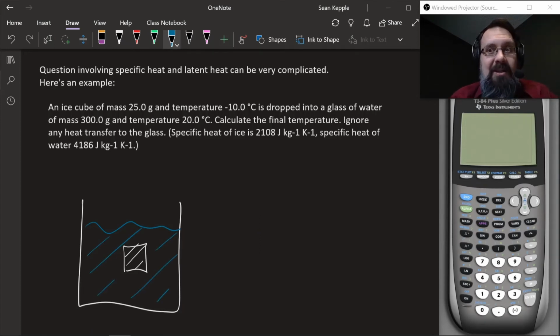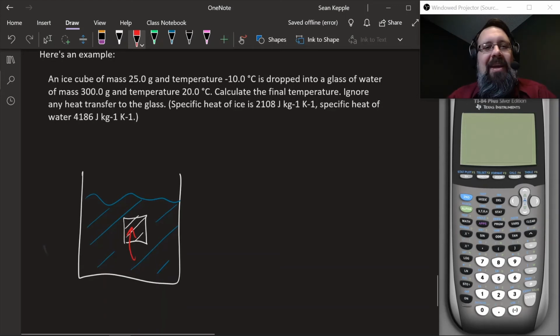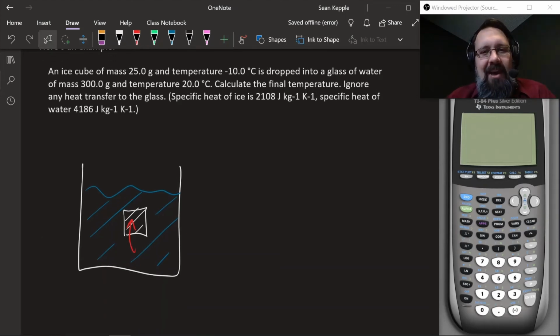The water has a higher temperature than the ice cube, so naturally heat will flow from the water into the ice cube. The ice cube is going to melt and turn into water, but that water, after it melts, is going to be colder than the surrounding water. So then that melted water is going to need to raise its temperature until it reaches an equilibrium temperature with the surrounding water. Yeah, I said it was going to be complicated. It wants us to calculate the final temperature.